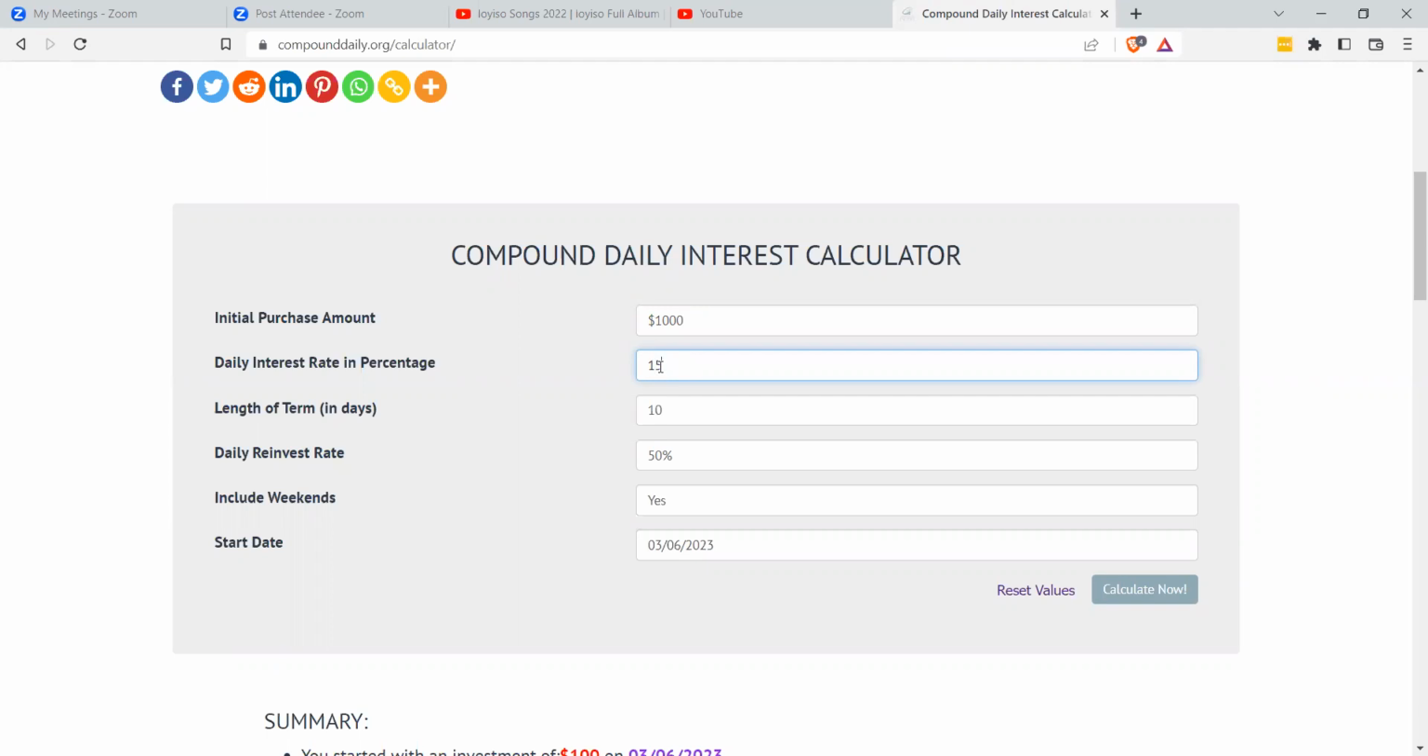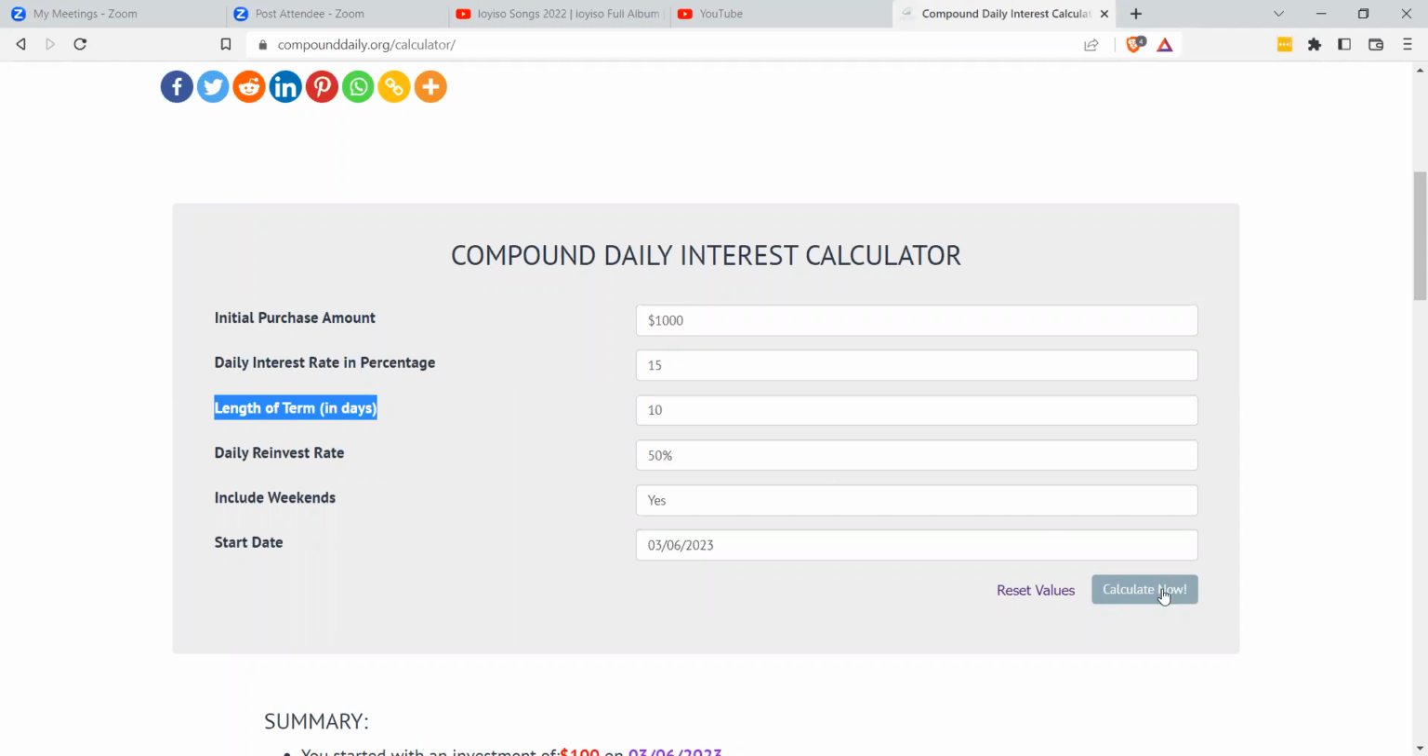Okay, 15. So length of time in days talks about the number of trades, because we are considering compounding. So the number of trades. So let's say 10 trades. Daily reinvest rate is, in this case, your win rate. And then we said 50%.